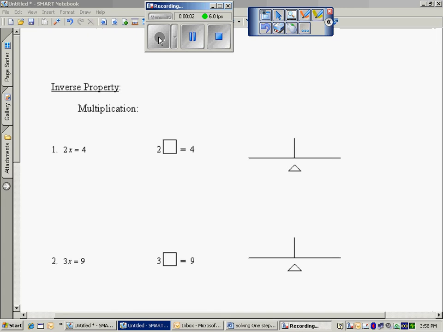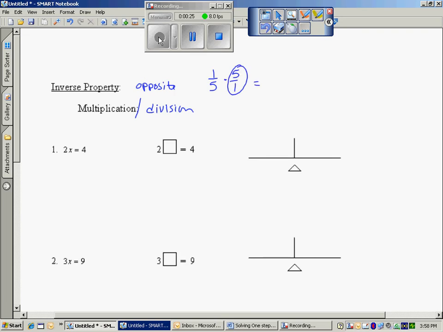To solve equations that involve multiplication, we must know its inverse, and the inverse of multiplication is division. So again, I'm finding the opposite, but with respect to another operation. If I have 1/5, the opposite of 1/5 is 5/1. Here is 1/5's opposite.